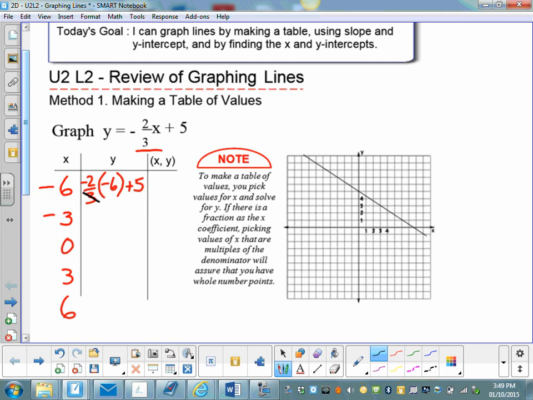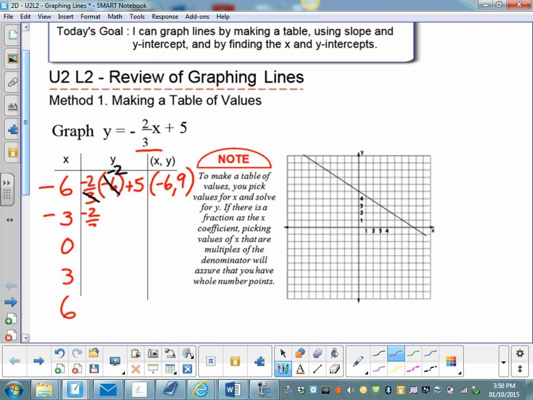3 divides into negative 6, negative 2 times. So that helps get rid of the fraction. And then I just need to do negative 2 times negative 2 plus 5. And that gives me a y value of 9. So the point that I end up with is negative 6, 9. So I'll go ahead with the second one here.